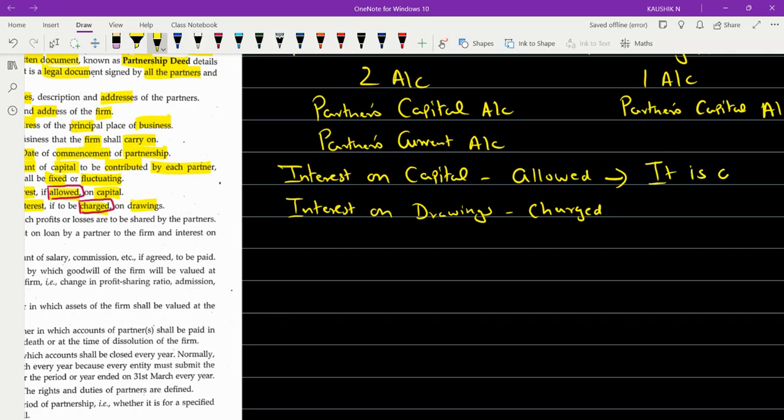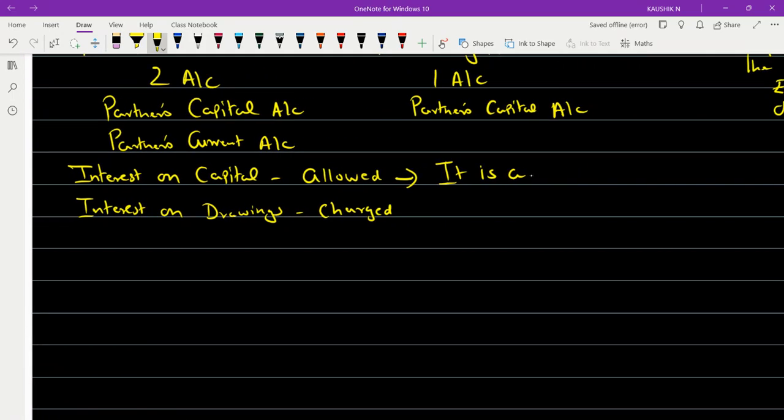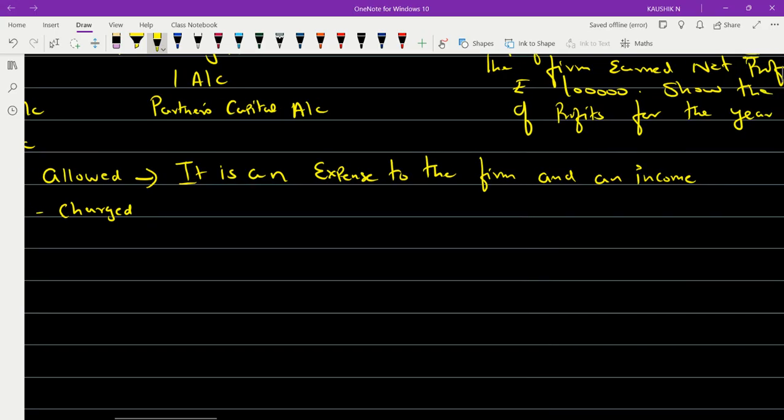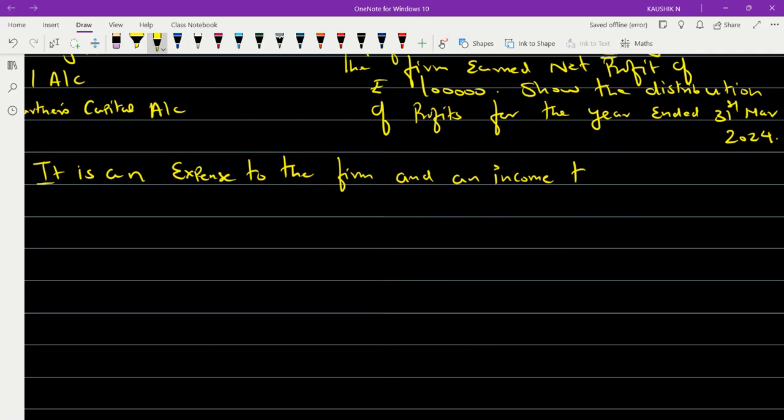So interest on capital, why we are saying it is allowed is because, as I said, it is an expense to the firm and an income or revenue, whatever it is, to the partner. As you know very well, we prepare accounts only from the business point of view. So for the business, when it is an expense, you have to allow it, you have to provide it. So that's why we use the word allowed.